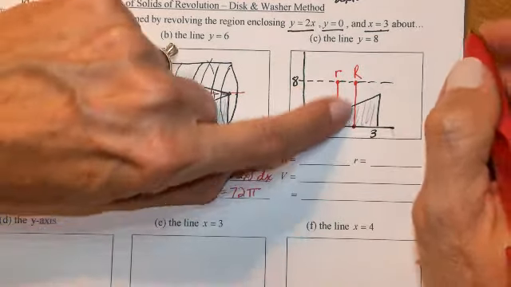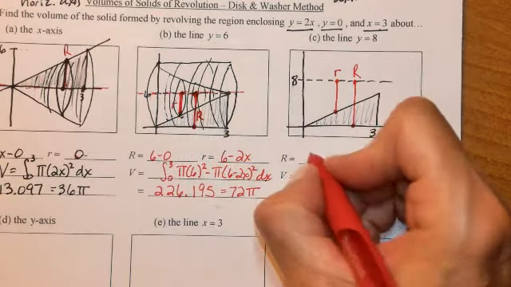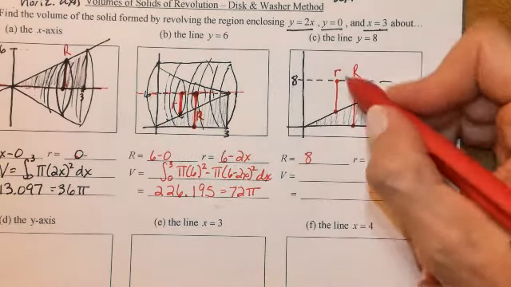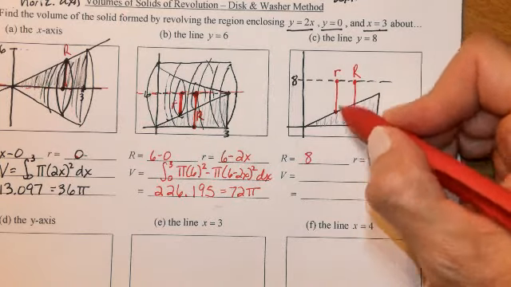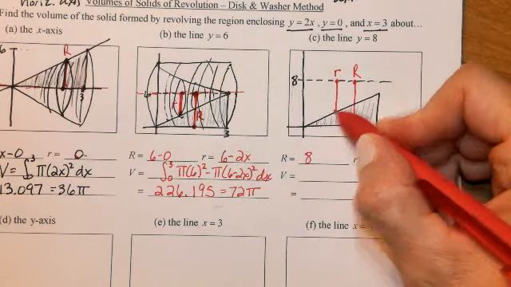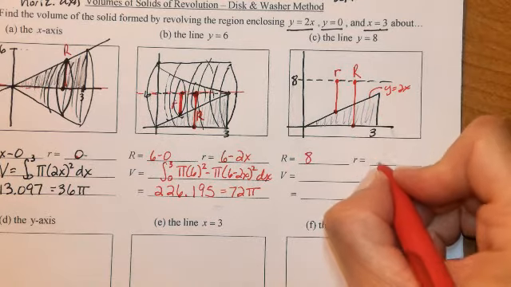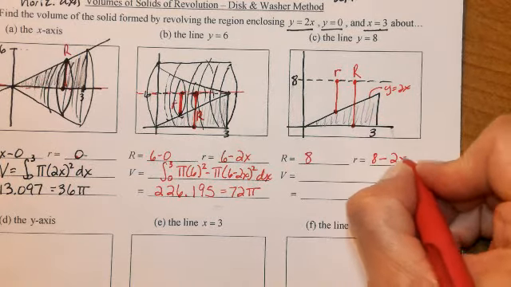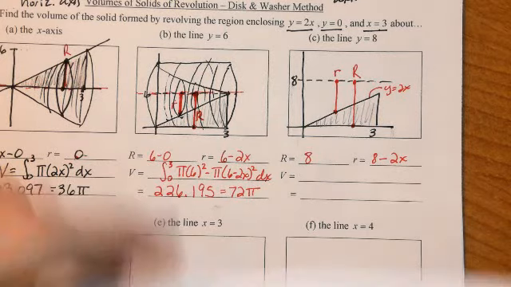The length of big R is always a constant, isn't it? It's always a constant, and it's always 8. The length of little r will be 8 minus 2x, because this is y equals 2x right there. So 8 minus 2x. I get this a lot. Miss Mary, how do you know it's 8 minus 2x and not 2x minus 8? To answer that, I would go back to this.